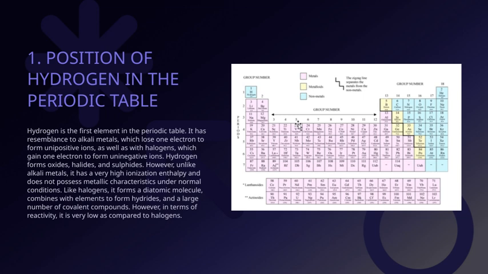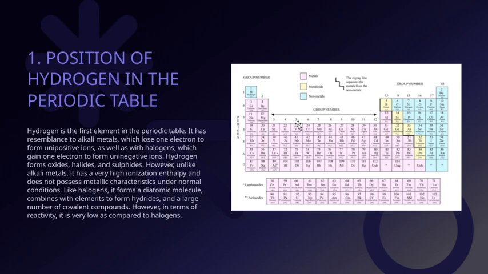Hydrogen is actually the very first element, sitting at the very top. It's quite unique because, although it's placed in group 1 like the alkali metals, it doesn't quite behave the same way. For instance, alkali metals tend to lose one electron to form unipositive ions, but hydrogen can also gain an electron and form uninegative ions, similar to halogens. This duality makes hydrogen quite fascinating.